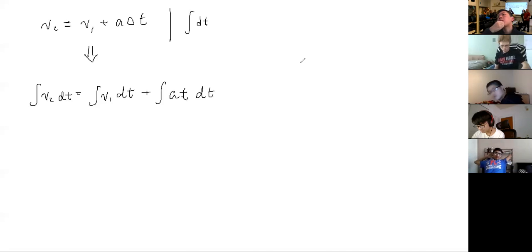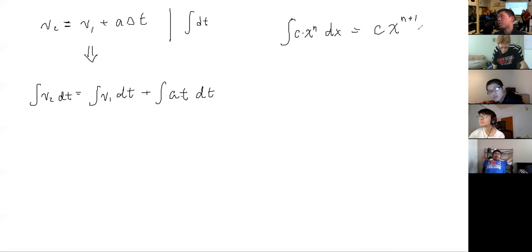And there's something called the power rule, which is basically if I take the integral of any constant times x to the n dx, then it's going to be equal to x to the n plus 1 times 1 over n plus 1. All right, so we're going to be using this.